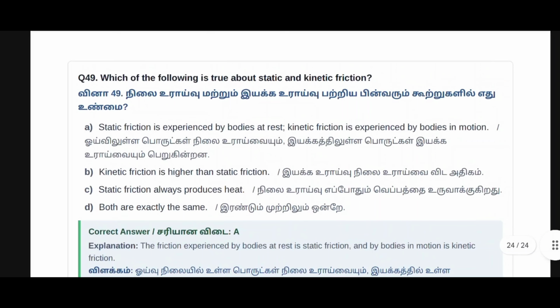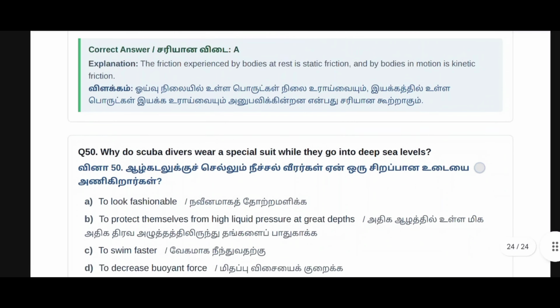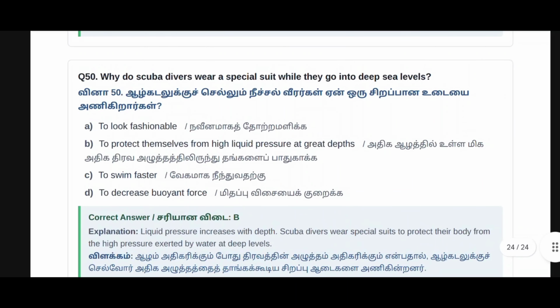Which of the following is true about static and kinetic friction? Option A. Static friction is experienced by bodies at rest. Kinetic friction is experienced by bodies in motion. Why do scuba divers wear a special suit while they go into deep sea levels? Option B, to protect themselves from high liquid pressure at great depths.